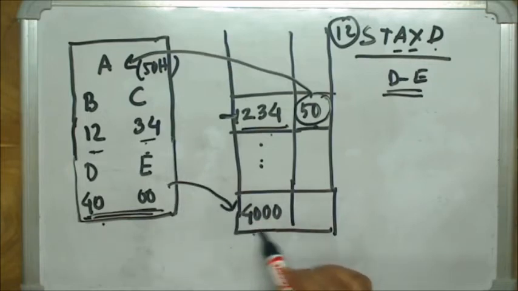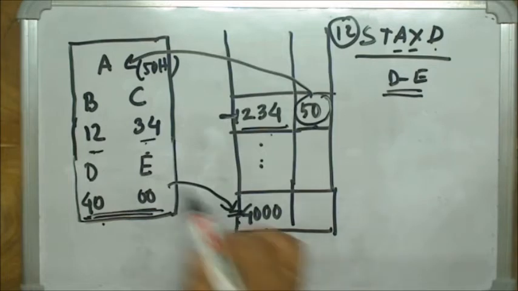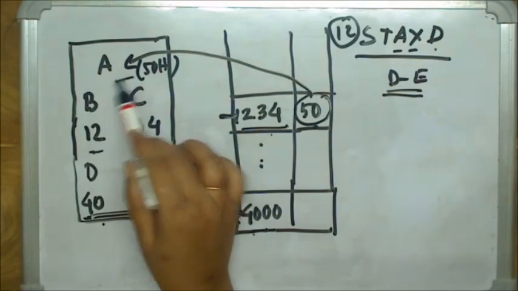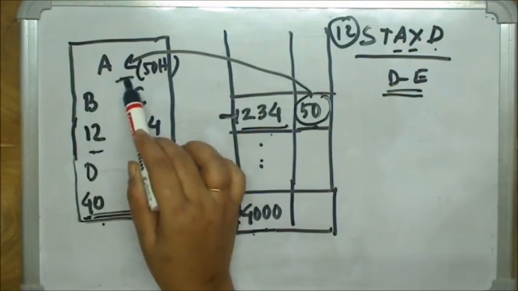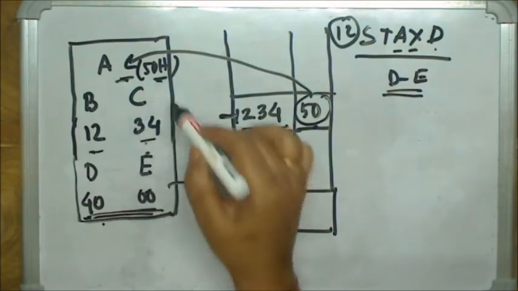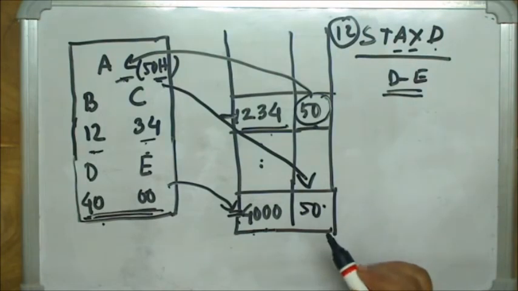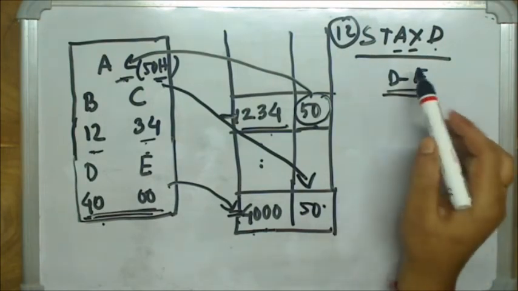The processor will go to memory location 4000H, and once it accesses the memory location 4000H, it will store the data which is stored in the accumulator. Okay, what data is stored in the accumulator now? 58. That data will get stored in the address 4000H. Understood?